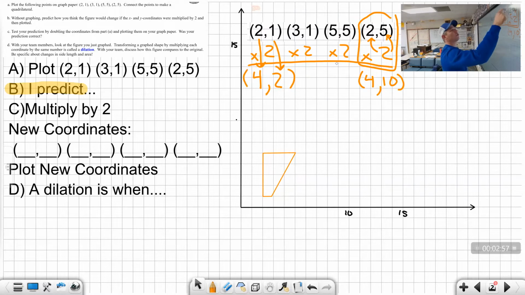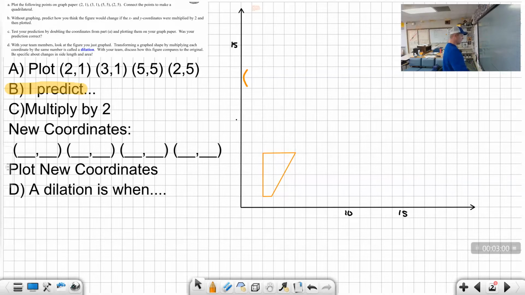Okie dokie. You have done all the multiplication, you have plotted your points, and you should end up with a shape that is right about here, and it looks about that big. That's what you should end up with. Now let's make a comment about your prediction. Did you predict that it would change size? It did. Did you predict that it would change location? It did. How much bigger did it get?